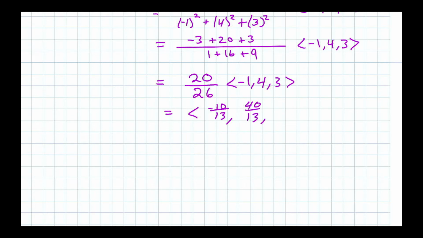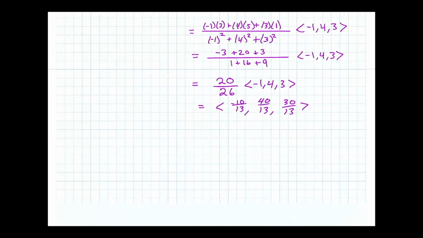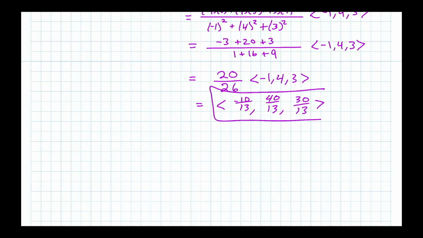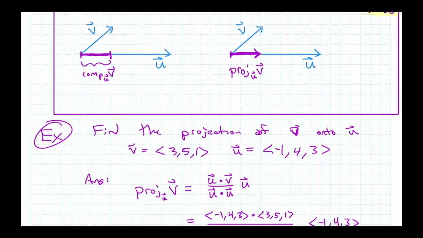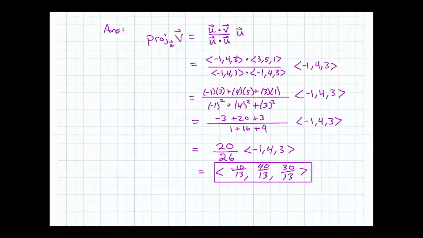Multiply it by 3. It's going to be 30 over 13. So you work that out, and then that is your vector projection. So that's how you calculate them. Not so bad, a couple of dot products. They seem harder than they are because the formula looks pretty complicated, right? But when you actually get down to it, it's pretty straightforward.